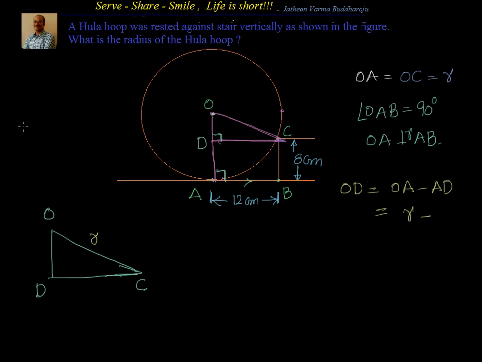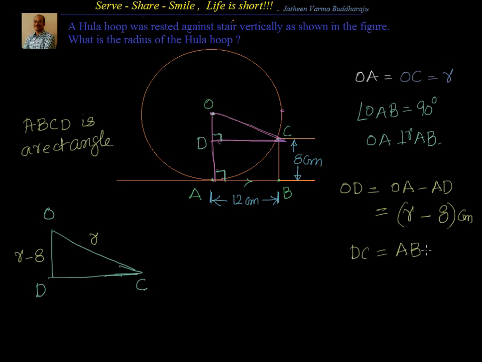AD is equal to BC. Why? Because ABCD is a rectangle. So AB is equal to CD and AD is equal to BC. So can I say r minus 8 centimeter. Now we have OD, we have found that's equal to r minus 8. Then we have to find out what is DC. DC is nothing but equal to AB. Again opposite sides of a rectangle are equal, which is equal to 12. So can I say that's equal to 12?